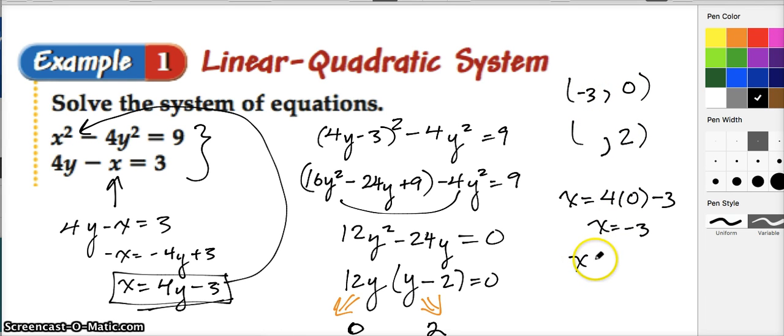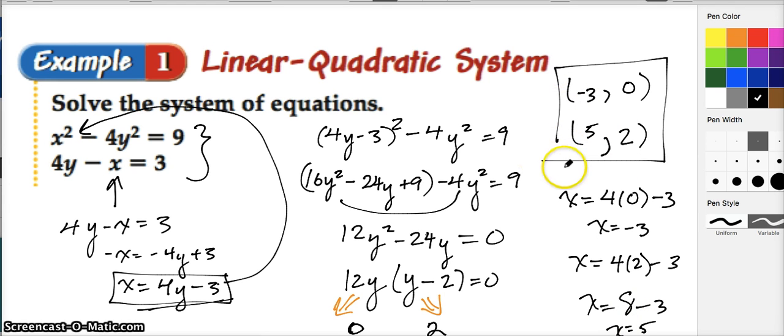So one of the points where these guys intersect is at negative 3, 0. And finally, the last one, x is equal to 4 times 2 minus 3, and x is therefore equal to 8 minus 3, which is 5. And so now I have the 2 points. I am going to ask you to do me a favor. Take these two equations, put them right into Desmos, and see if we get these two answers. All right? Okay, let's keep going.